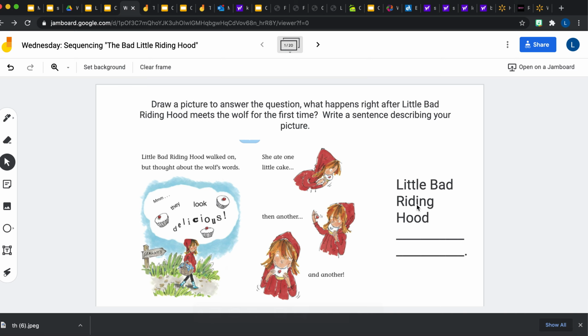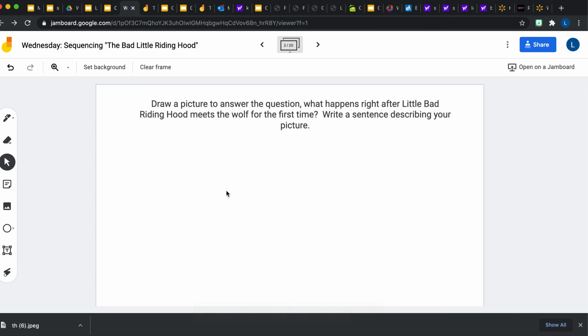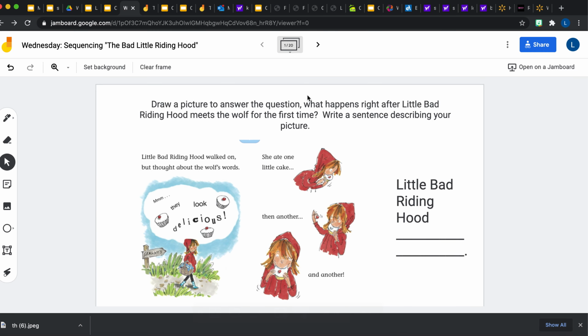So Little Bad Riding Hood, and you're going to fill in that sentence. So your Jamboard is going to be blank because you're going to draw your picture. And then you're going to write a sentence describing your picture. So what happened? What did Little Bad Riding Hood do? So that is our sequencing for today. So knowing what happens in order, because she has to eat all the cakes in order for her to get the stones and then for the wolf to eat the stones. So head to your Jamboard and do your activity.